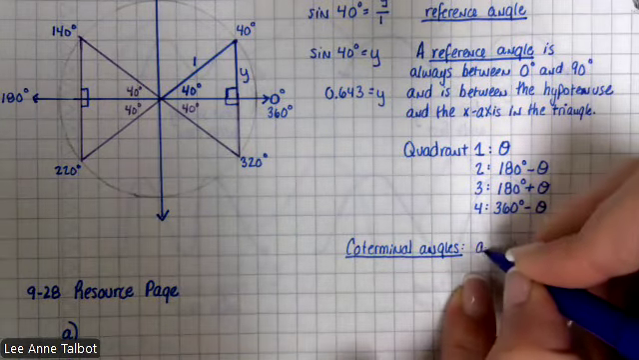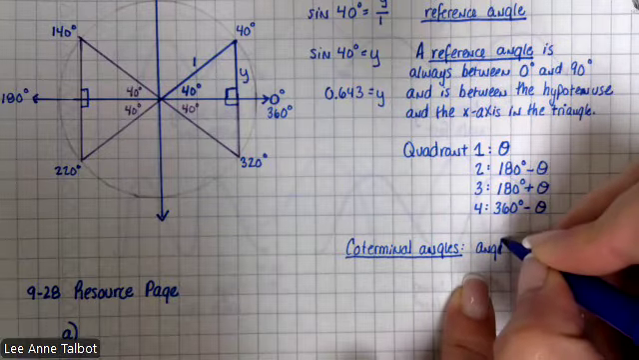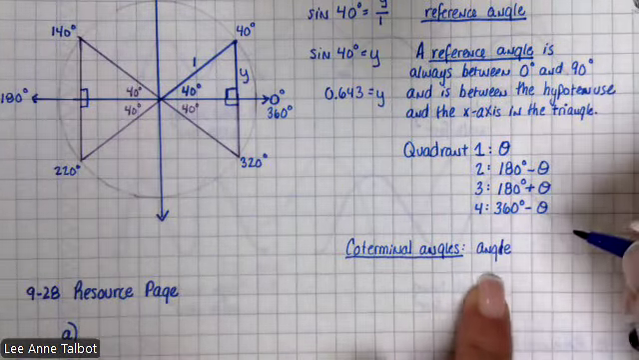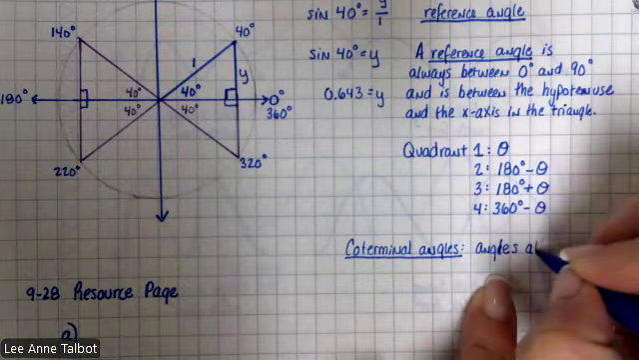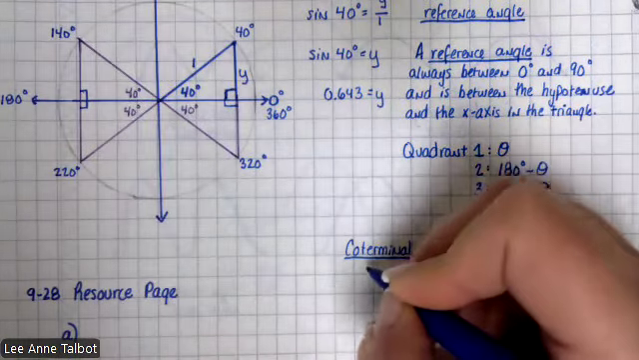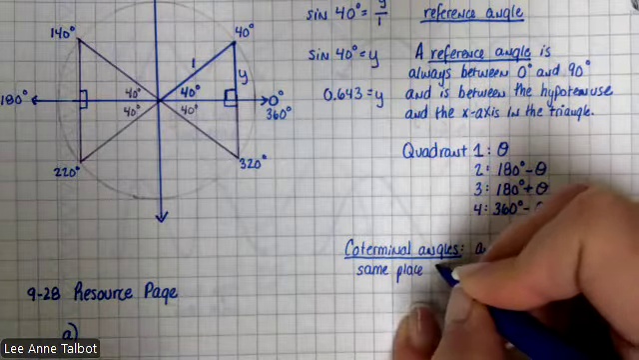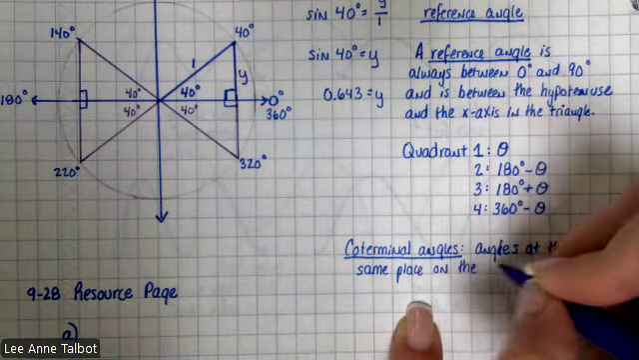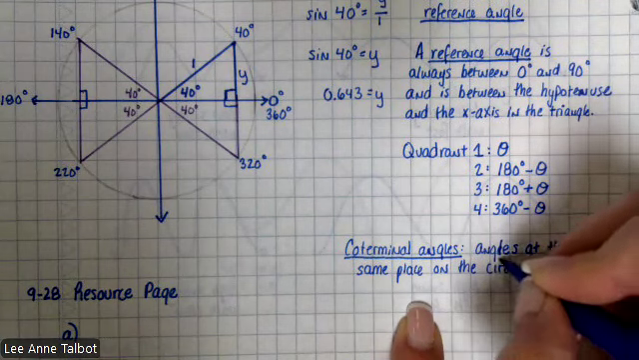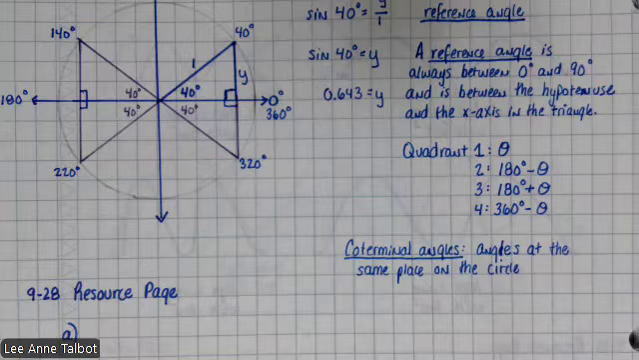Okay, so coterminal angles are together. They are angles, I just wrote angels. Angles at the same place on the circle. Angles at the same place on the circle.